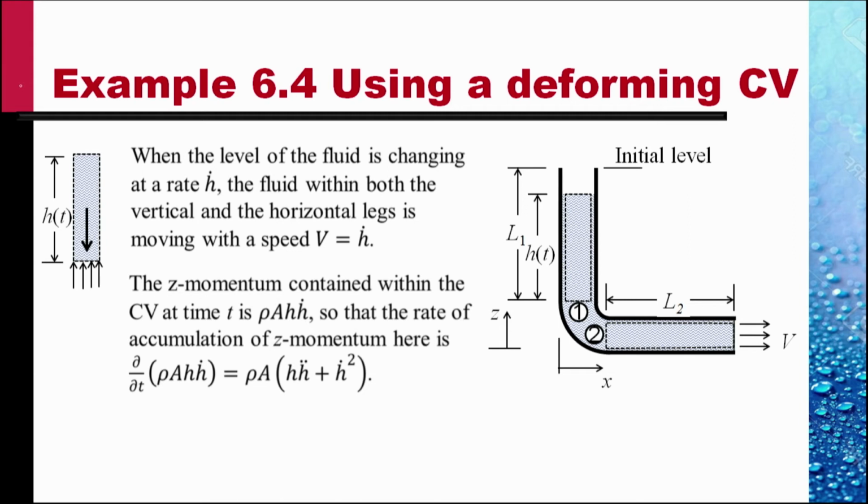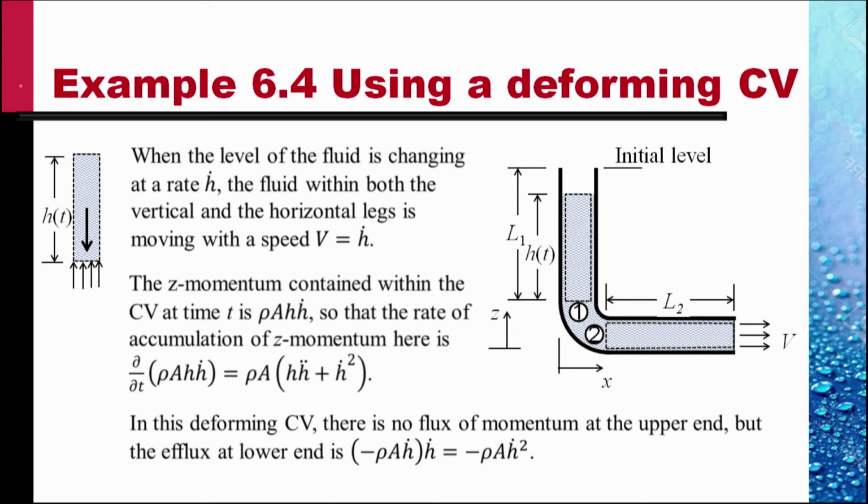The z momentum contained within this control volume number 1, at time t, is rho A h, the mass, times h dot, the velocity. This is the momentum at time t. So what is the rate of accumulation? The rate of change of this momentum, ∂/∂t of rho A h dot, which is shown as rho A into (h h double dot plus h dot square).